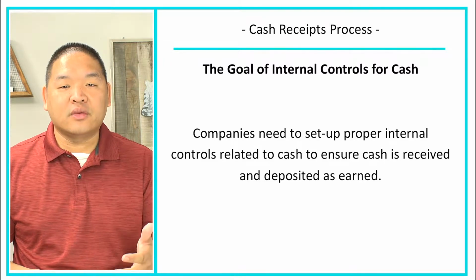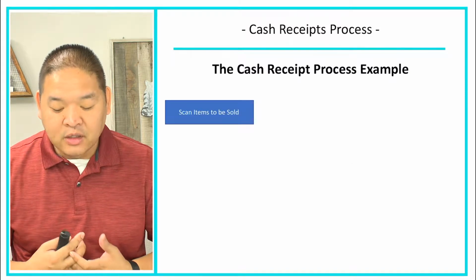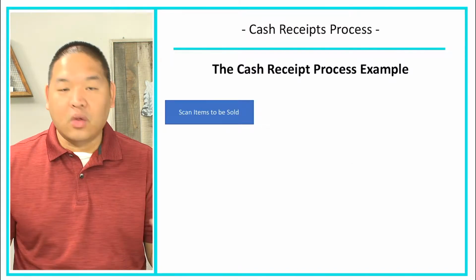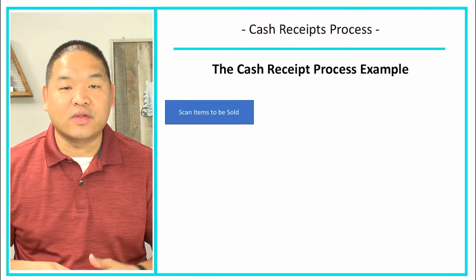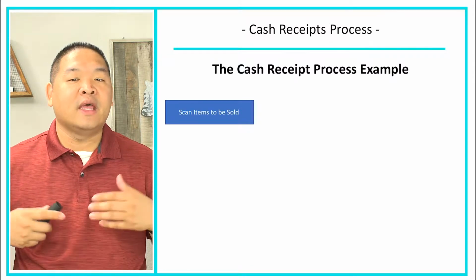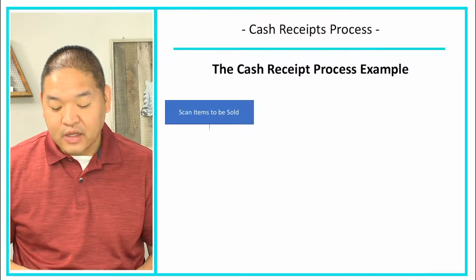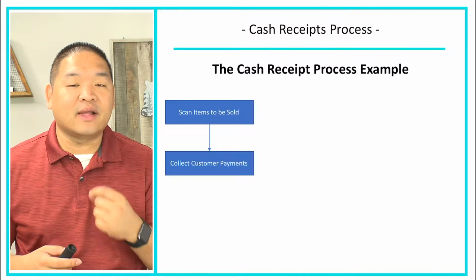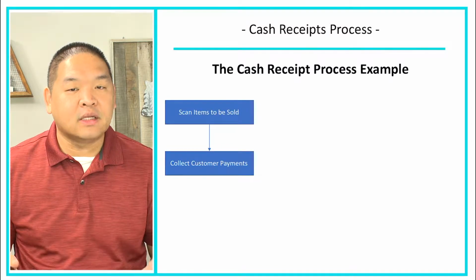So let's walk you through what a cash receipt process might actually look like for a company. The first step in this whole activity is that the items are scanned to be sold at the register. So you go to the register and we scan the item so that we know how much we're going to charge you as a customer. The second thing that happens is we collect the payment from the customer. So we'll exchange those goods for payments in cash.